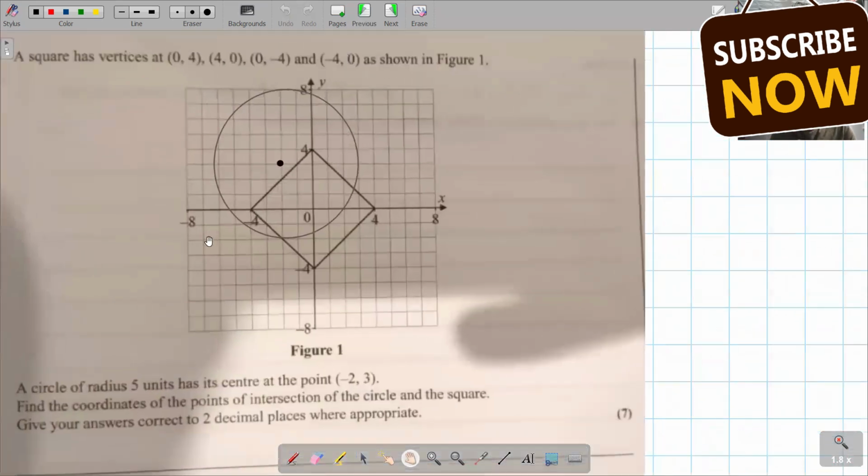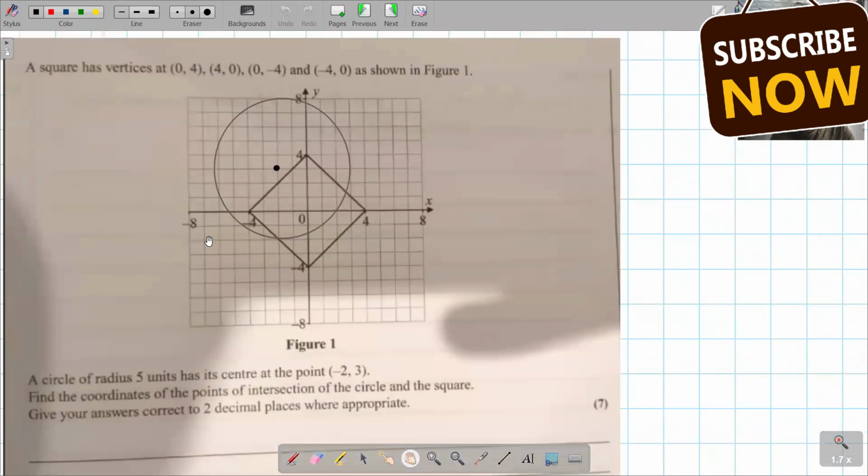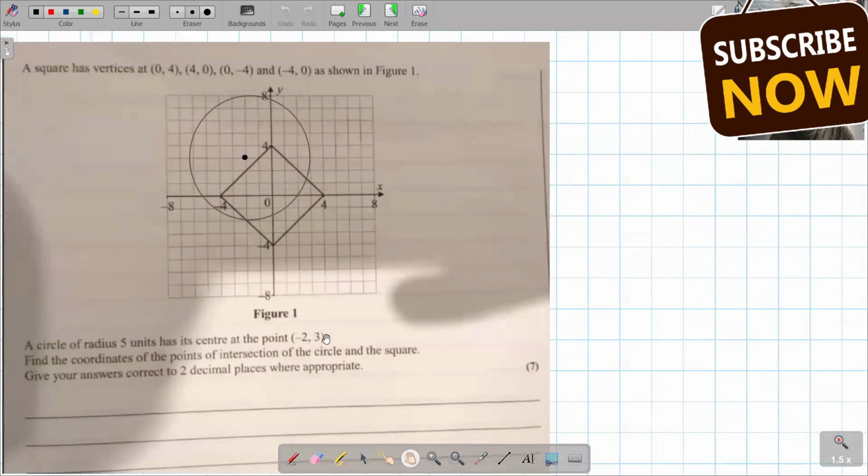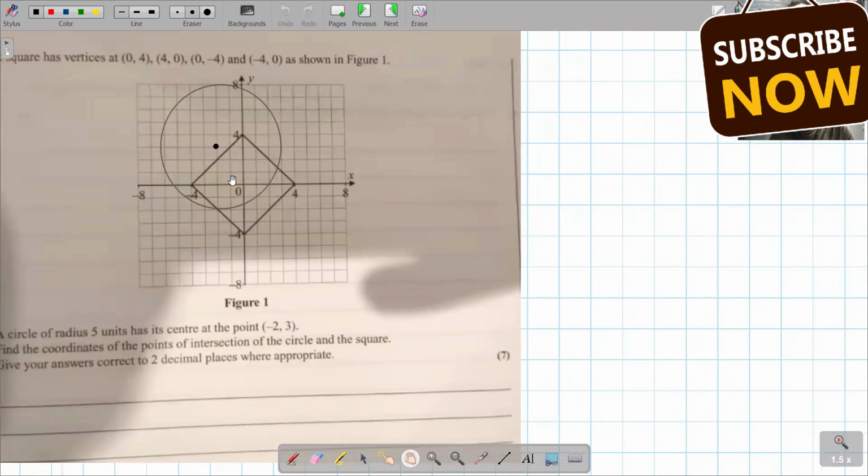So this question is particularly a problem of geometry and algebra both. A square has vertices (4, 0), (0, 4), (0, 0), (-4, -4), with 2 on the x-axis and 2 on the y-axis. And a circle of radius 5 units has its center at (-2, 3), which I have drawn. This drawing is made by me. This circle was not there originally, in order to picture it clearly.